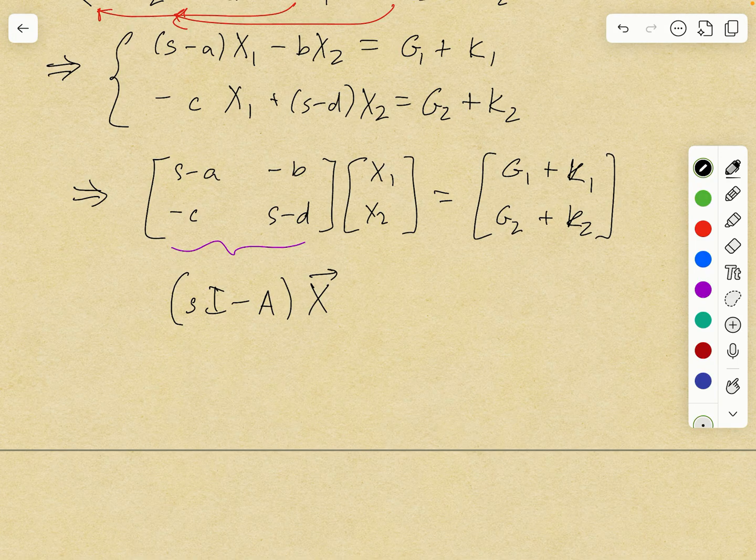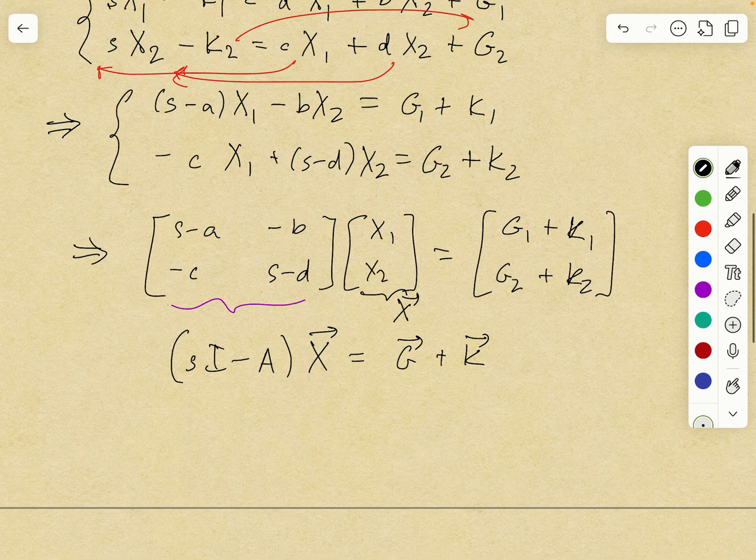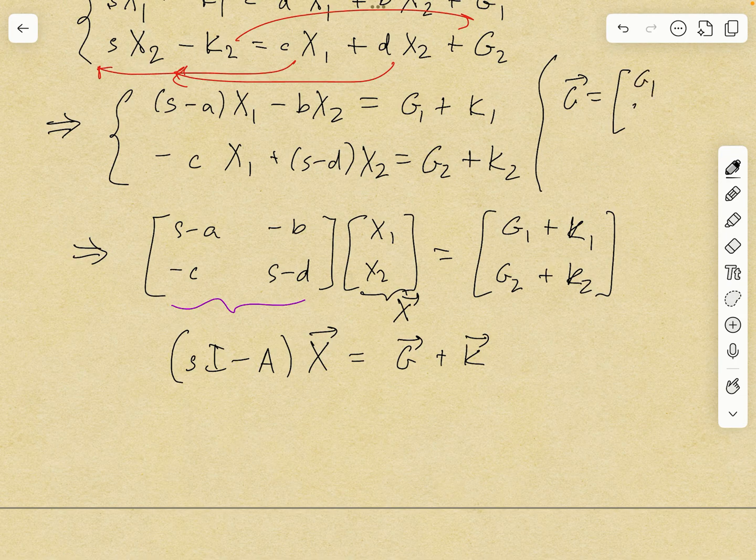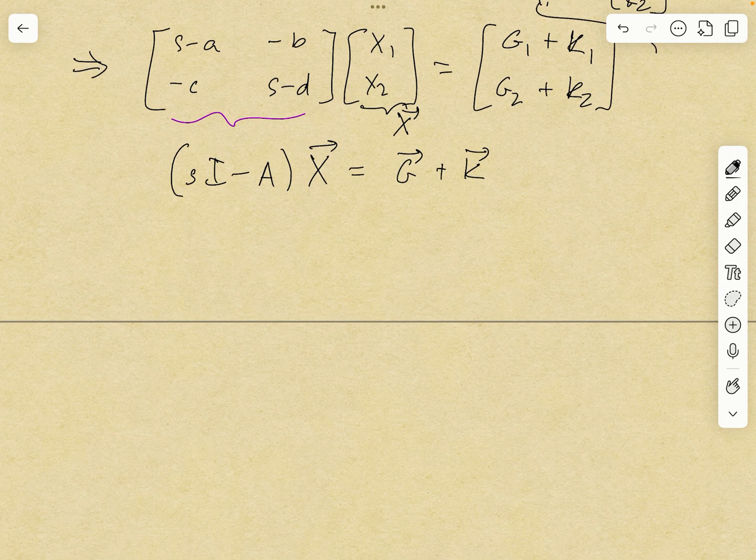Capital X is just this vector, and then equals, and I'm going to write this as capital G plus capital K. So capital G and capital K have the obvious meanings. Capital G is just, I think it's pretty obvious. The capital G, I refer to this, and then capital K means this. So that's my notation. So I get capital G plus capital K.